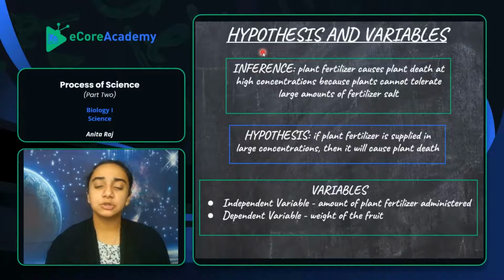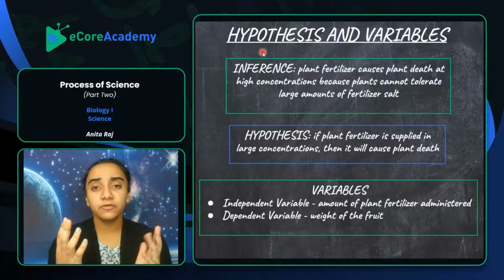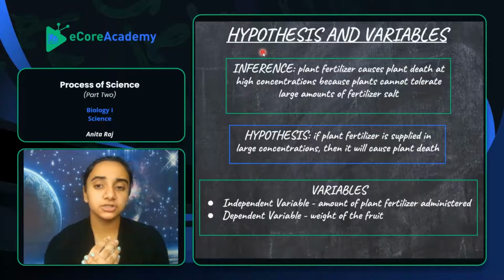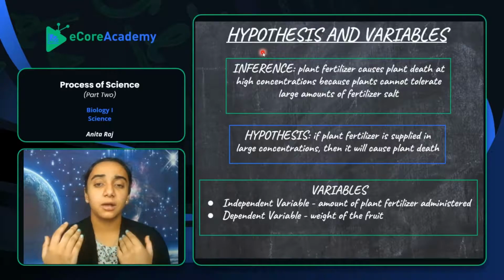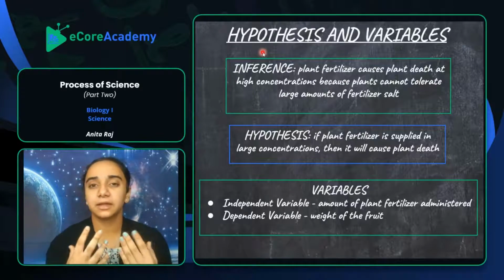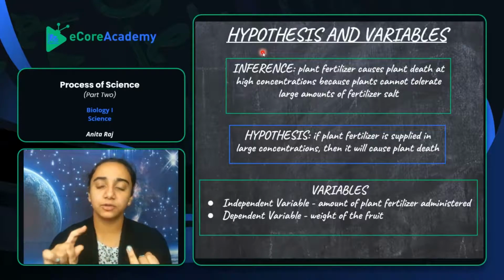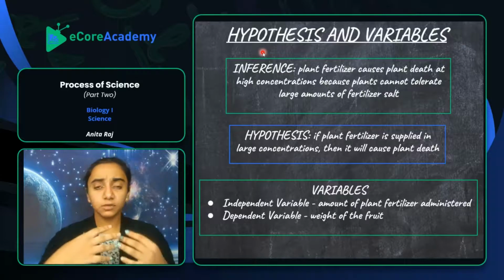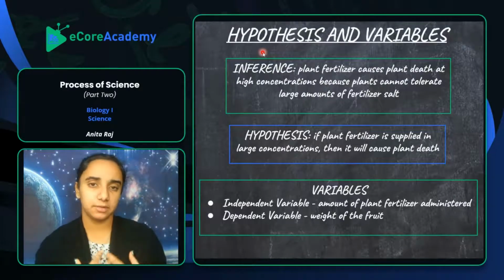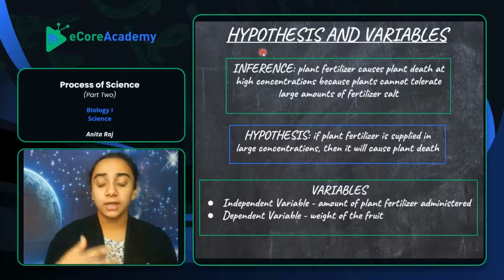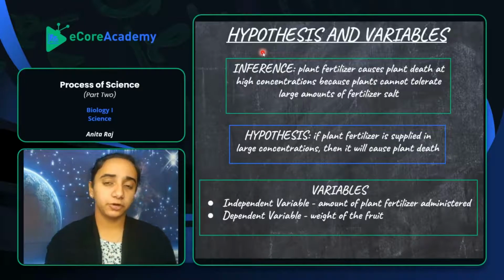So in this case, our independent variable is going to be the amount of plant fertilizer administered. That's what we can control. We can control how much fertilizer we're giving to these different plants. That's the experimental factor. This whole experiment is based off of, do different concentrations of plant fertilizer impact the plant? Like, will it help the plant thrive? Will it kill the plant? Things like that. So the independent variable is what we're manipulating, what we're controlling. In this case, we're controlling how much fertilizer each plant is receiving.